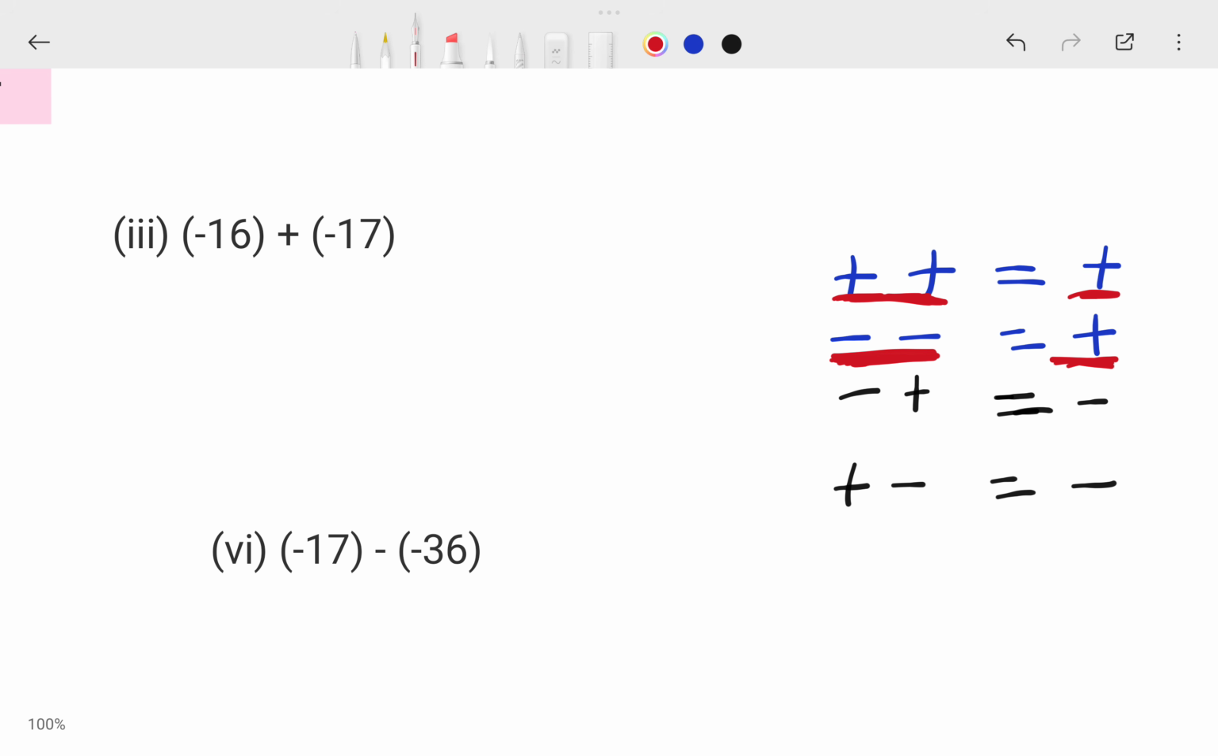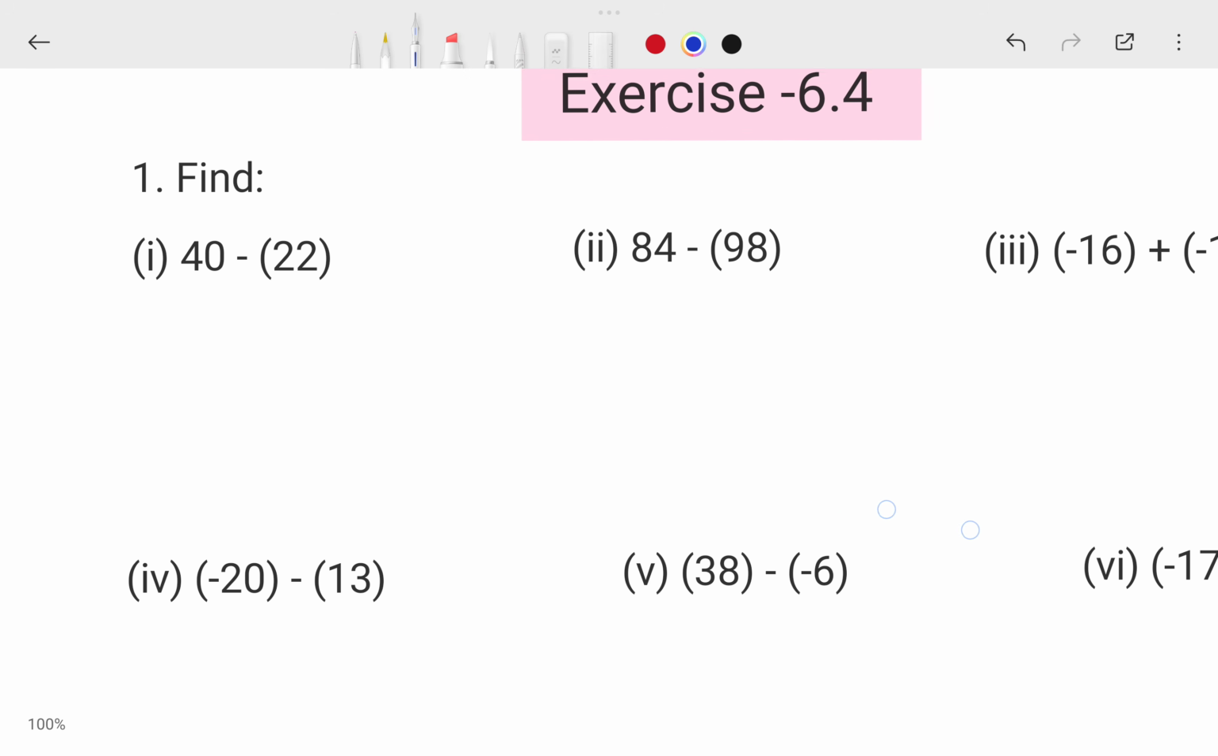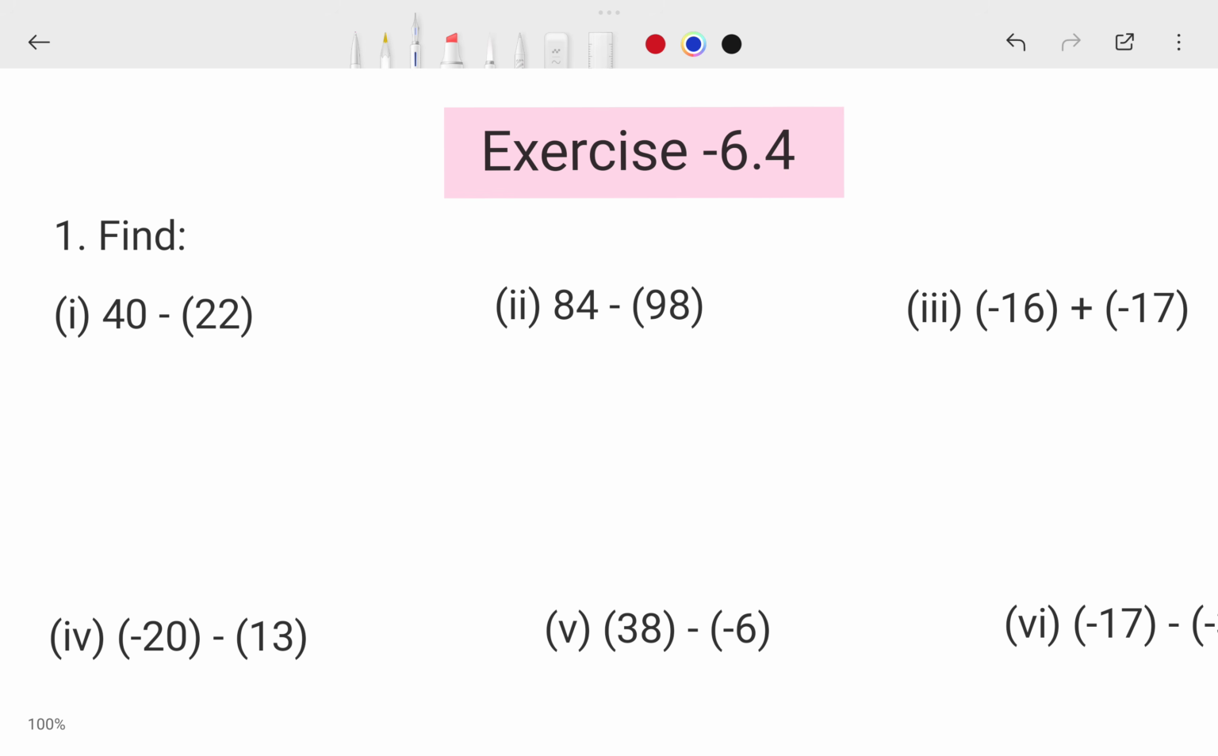But when you have two different symbols, minus and plus, they are different symbols, so it is going to be negative. Plus and minus, both are different symbols, so it is going to be minus only. Remember this thing, this is a very basic point. If it is clear, then I will move to our first question.